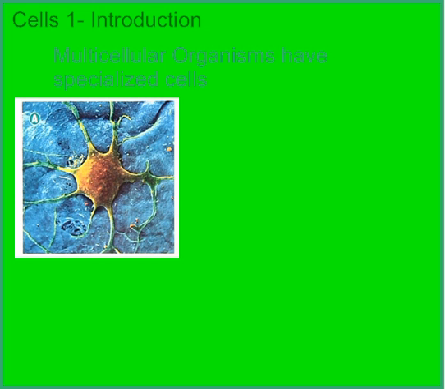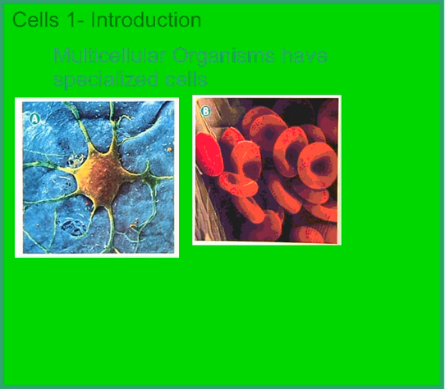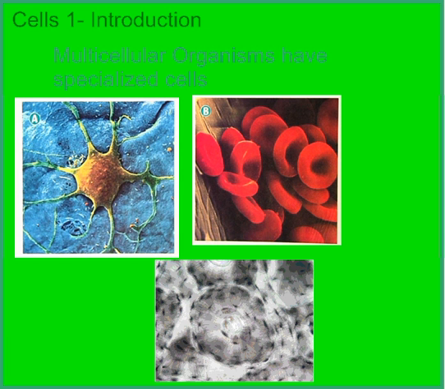Now, multicellular organisms are going to have specialized cells that perform special functions. They're also going to have interesting shapes sometimes. This is a nerve cell. Here are some red blood cells. These are human bone cells, each with their own special shape and function.